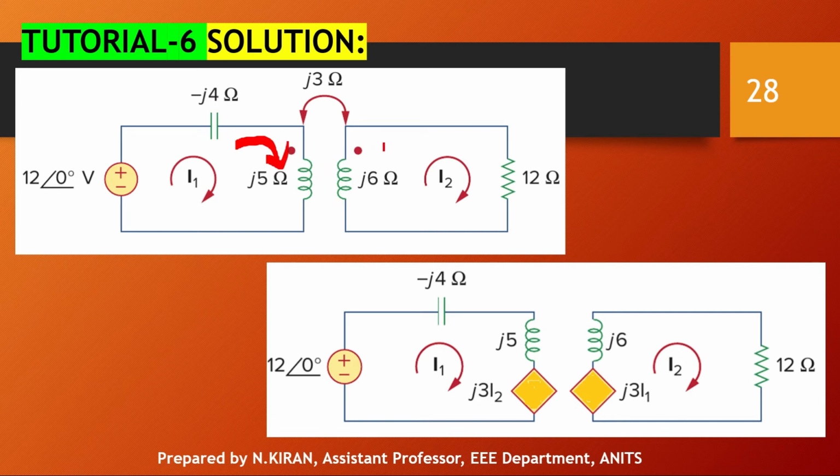It will induce an EMF in the second coil, and that EMF induced in the second coil will have positive terminal at the dotted end and negative at the undotted end. Similarly, the current I2 is entering at the undotted end of the second coil, so it will induce an EMF in the first coil where the positive is at the undotted end and negative is at the dotted end. So the polarities of the dependent sources will be minus plus in the first mesh and plus minus in the second mesh.